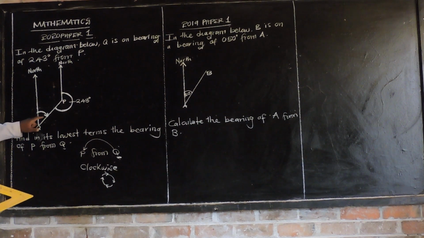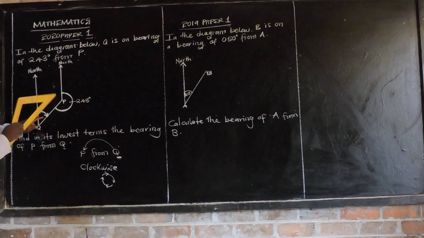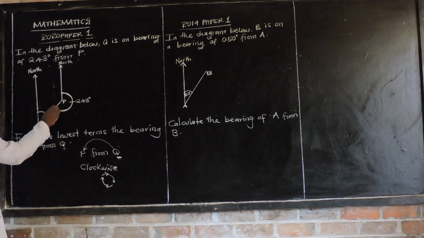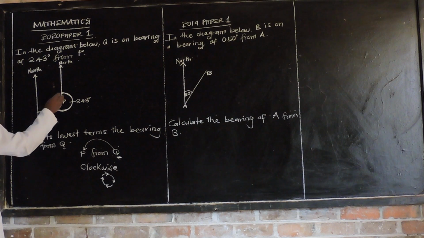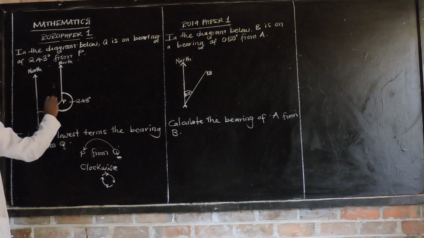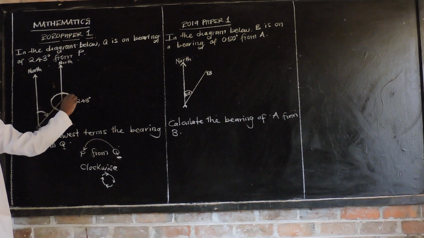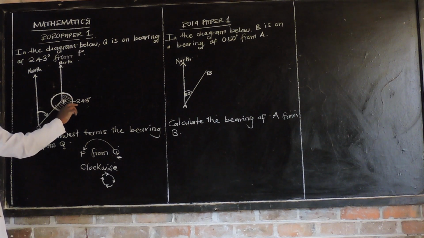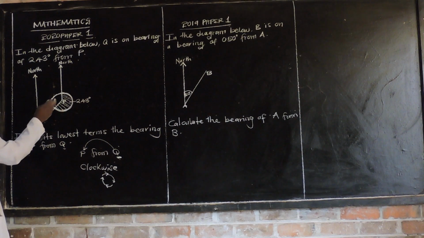For us to know this angle, we use the given 243. We extend this turning to come up with a complete revolution, a circle. The shaded part is 243 degrees, and we need to find the unshaded part.